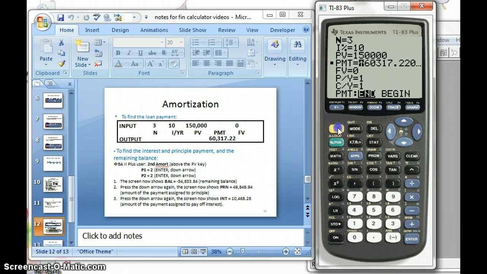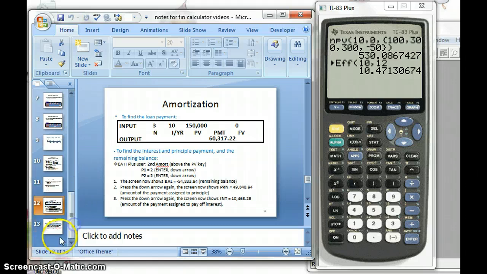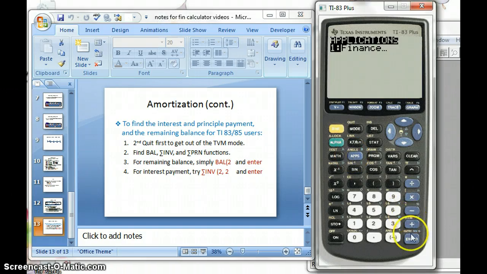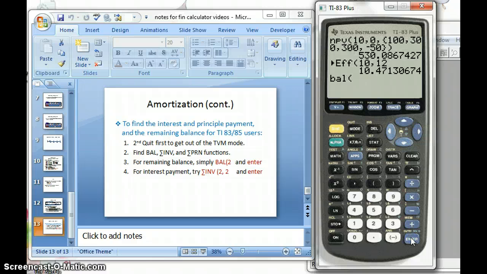Now you want to put this mode. The note for you guys is actually the last page, last slide, and you want to go to the apps, finance functions. Now go all the way down till you find the balance. If we want to find balance after 2 years, remember this is a 3-year loan, so after 2 years, 2 payments, we have $548.33 left as remaining balance.